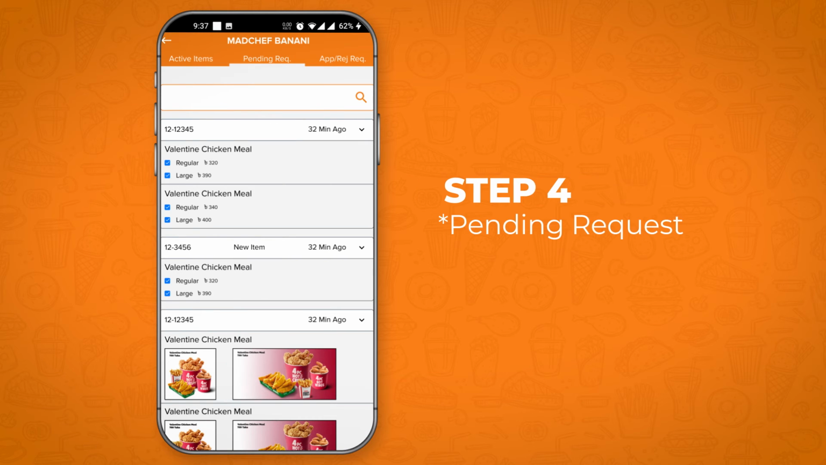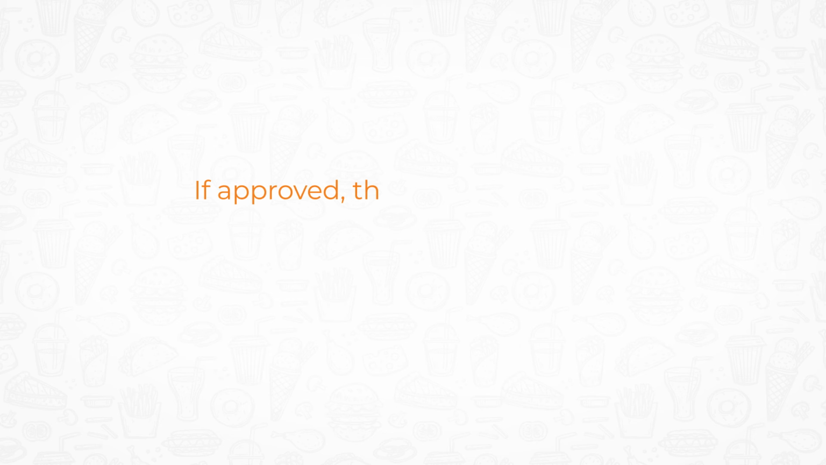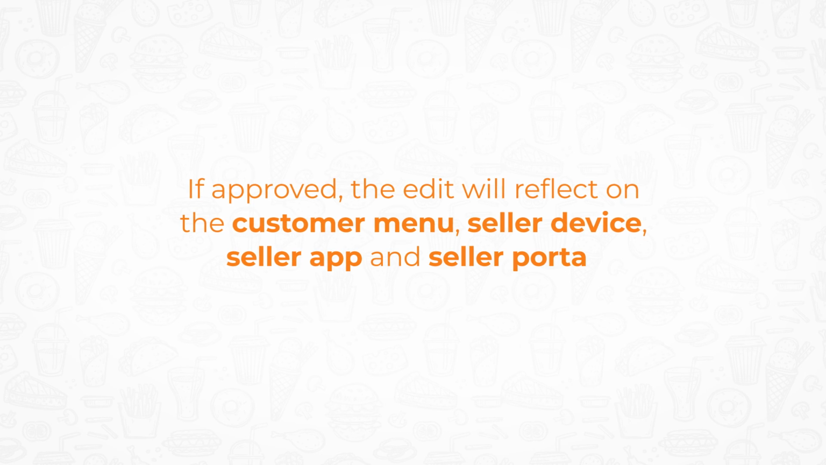Step 4. The request is transferred to the Pending Request tab. Step 5. Check the result of your request in the Approve Reject Request. If approved, the edit will reflect on the customer menu, seller device, seller app, and seller portal.